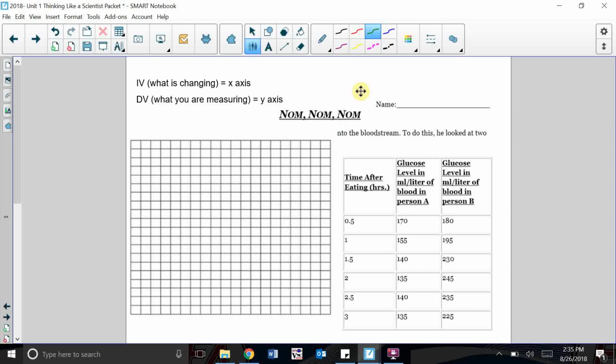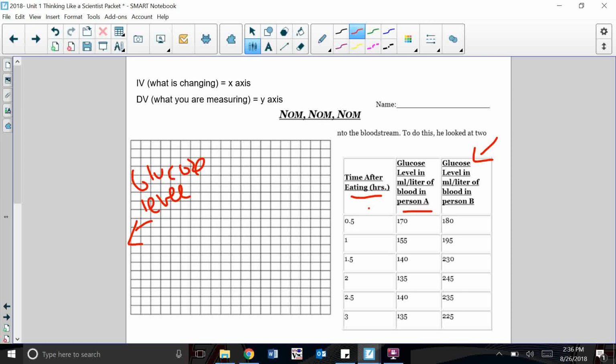I typically find that it's easier to find the dependent variable, what you're measuring, first. So going back to this example, if we're looking at time after eating and the glucose level of blood in person A and then person B, we look at what are we measuring? Are we really doing this experiment about trying to measure time, or are we trying to measure the level of glucose in the blood? In this situation, we are measuring the level of glucose in the blood. So your level of glucose would be on your y-axis, and sorry, it's kind of cut off on the screen here.